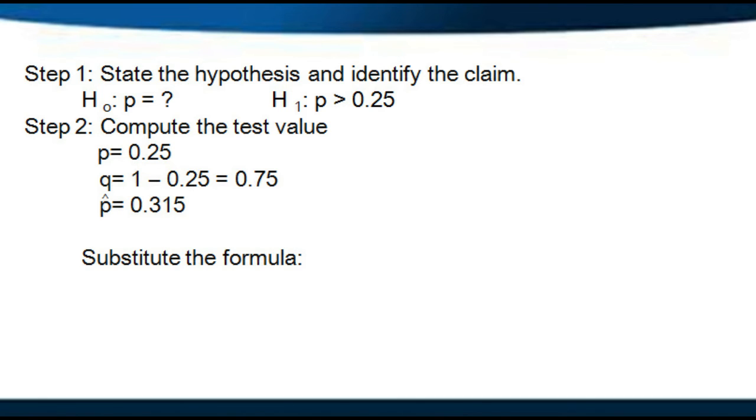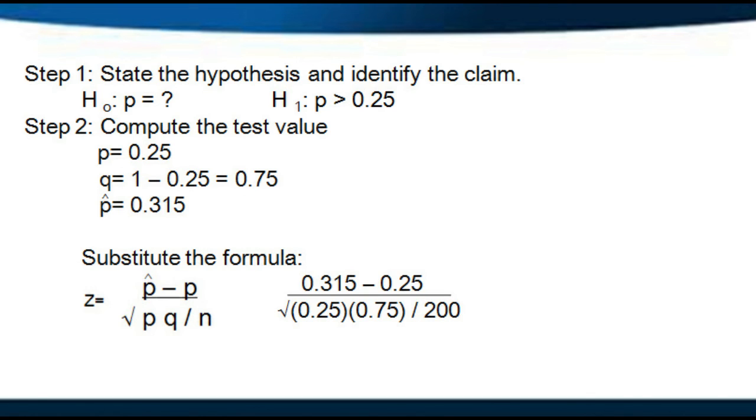Next, we substitute into the formula. In this case, we're still going to use the formula for the z-test for a proportion. Z is equal to p hat minus p over the square root of pq over n. That is 0.315 minus 0.25 over the square root of 0.25 times 0.75 over 200. And that should be equal to 2.12.